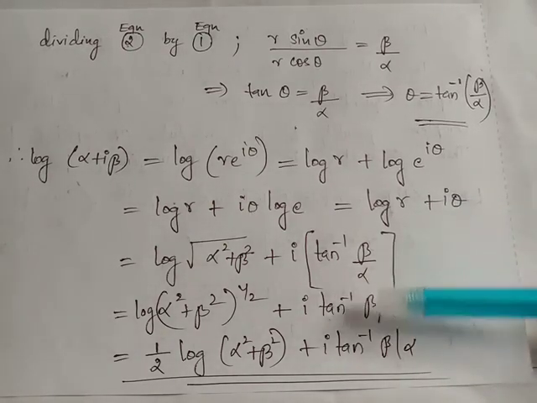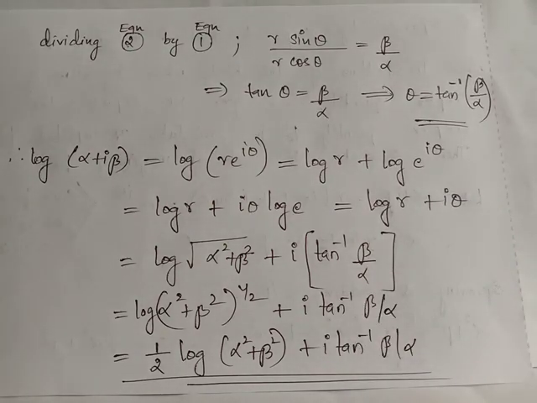This expression repeats as it is in the following steps, and now we have separated the real and imaginary parts of the given function log(alpha plus i beta). We have the real part given by half log(alpha square plus beta square), and the imaginary part of log(alpha plus i beta) is given by tan inverse beta by alpha.